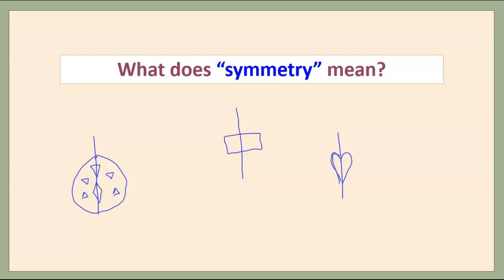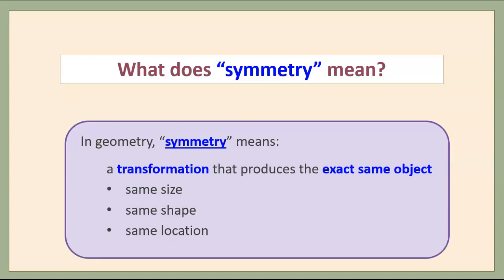So we have a more formal definition in geometry, one we take out of a textbook. A symmetry is a transformation that produces the exact same object. So this is a congruence. We do have congruent shapes here, but we have an additional feature where our transformation produced the same size, the same shape, but also in the same location. So it's like you did the transformation and it landed right on top of itself. That's what we mean by symmetry.